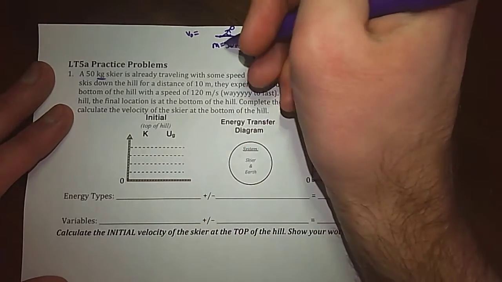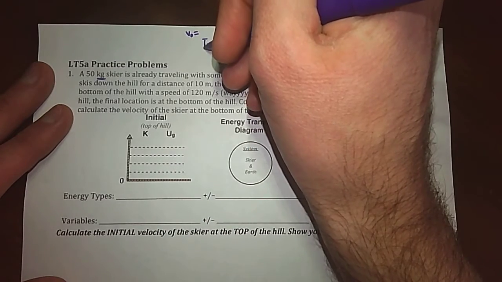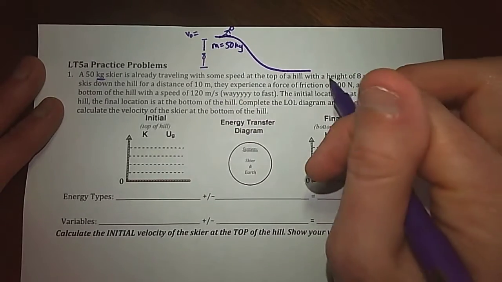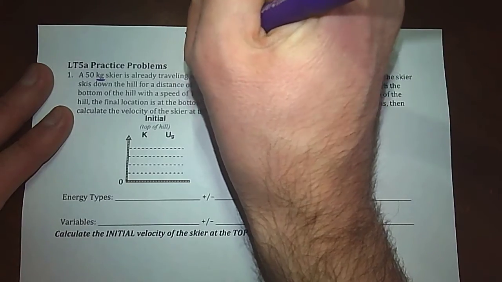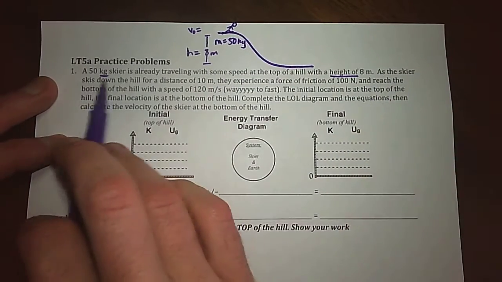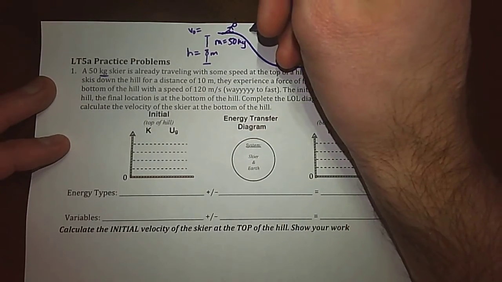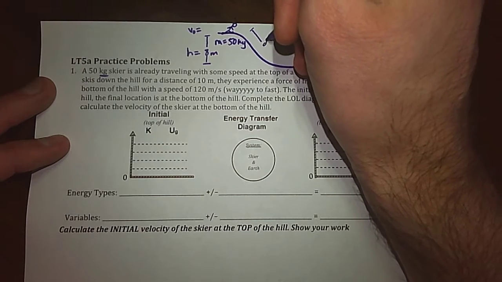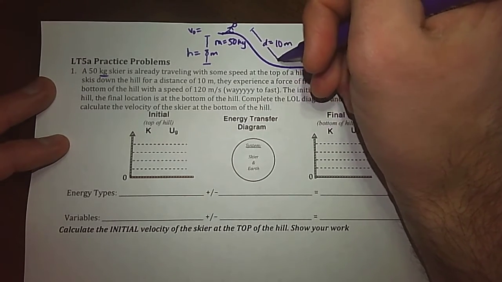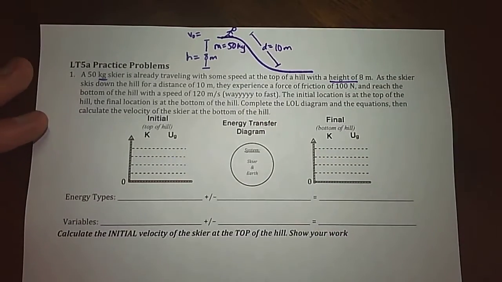At the top of the hill, and the hill is 8 meters tall. All right, so that's the height, by the way. So I'm going to say h equals 8 meters because that's going to be different than the distance. All right, so as the skier skis down the hill for a distance, it looks like that distance is equal to 10 meters. So that's kind of like our hypotenuse, right? And the height here is our 8 meters.